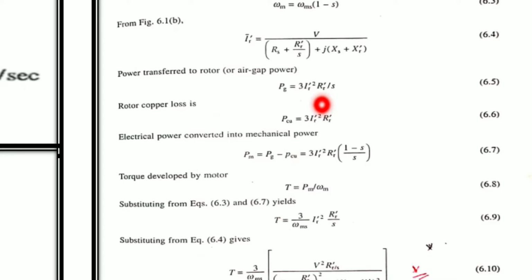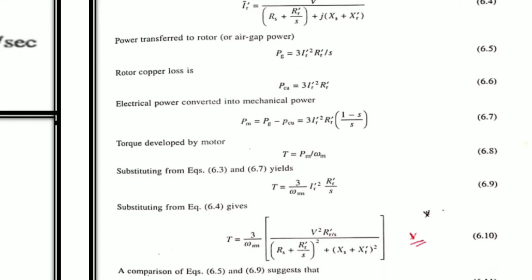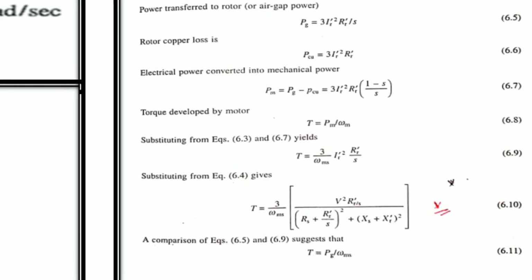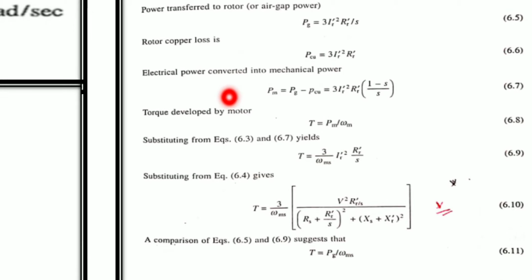Then substitute this P_G, what is there? 3 I_R' square into R_R' divided by S minus 3 I_R' square R_R' itself. When we subtract, we'll get the equation like this. So this will give what? Mechanical power itself.